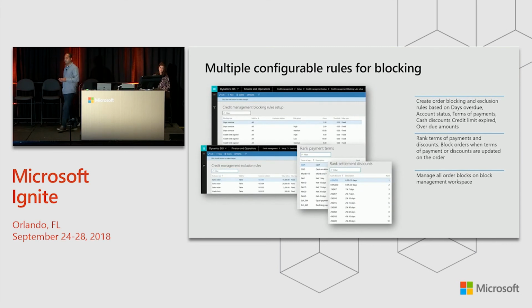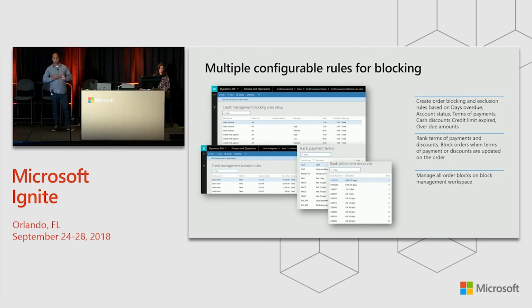And most importantly, we get the blocking and the release management of orders based on credit limit with this functionality. There are various ways to define a rule. It can be based on days overdue, account status, terms of payment. So the higher the risk of the terms of payment, the more it puts the order in blocking. The cash discounts that have been given, when the credit limit has expired, and overdue amounts.